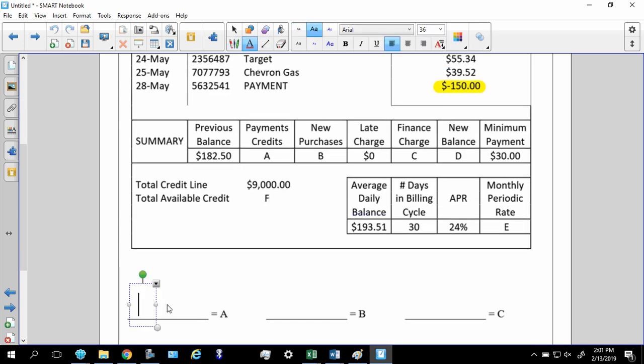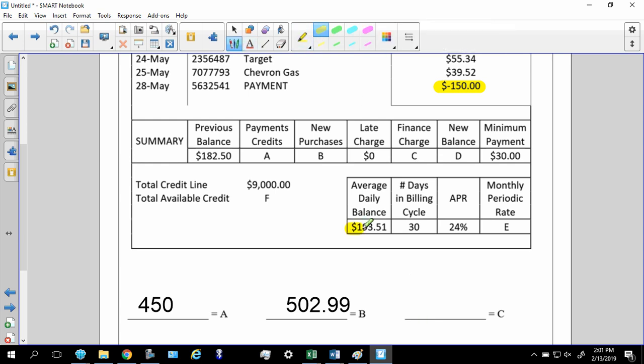So line A, we have $450. Line B, we have $502.99. All right, let's look at line C. Line C is a finance charge. Oh, we can't do that yet. We can't do the finance charge because the first thing we've got to do is find the average daily balance. We don't know what that is. That's the NPR. But hey, we're given the APR.